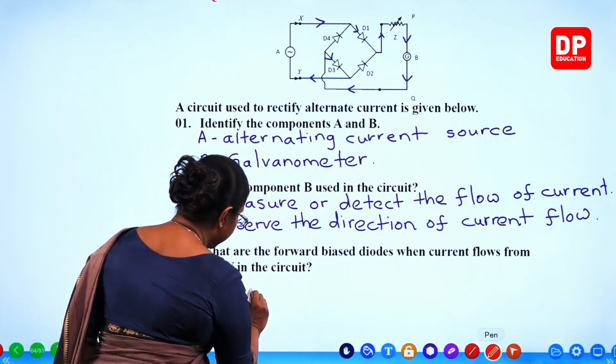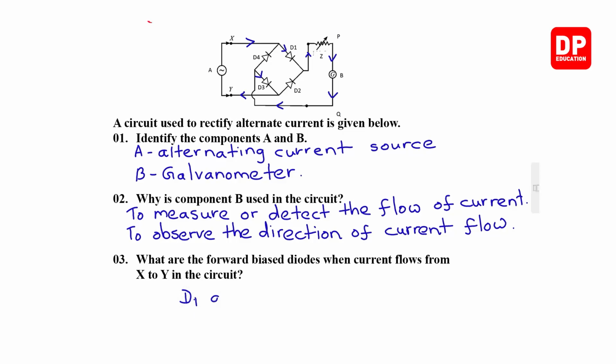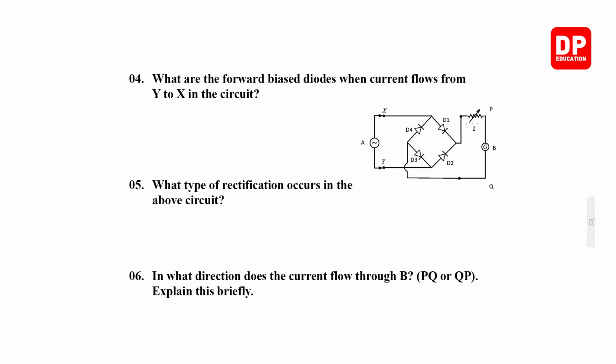Both D1 and D3. Those are the forward bias diodes. Is that clear? So then we'll move on to the next part of the question. Part 4. What are the forward bias diodes when current flows from Y to X in the circuit?